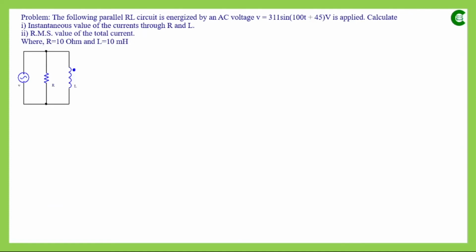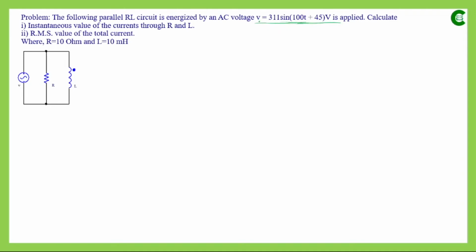Now, as we can see here, again we have a parallel RL circuit which is energized by this AC voltage source, which is sinusoidal in nature, and that instantaneous voltage expression is given as V is equal to 311 sine 100t plus 45 degree.